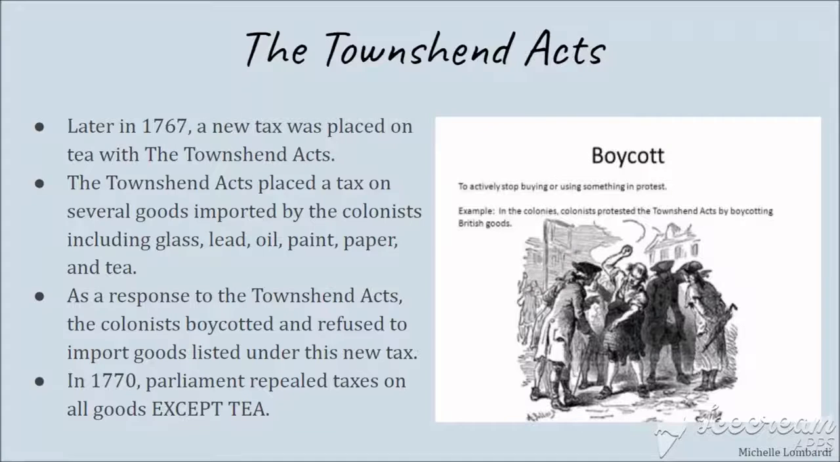The Townshend Act. Later in 1767, Parliament placed a new tax on tea. Not only did the Townshend Acts put a tax on tea, but it taxed several other goods as well, including glass, lead, oil, paint, and paper. The colonists were extremely unhappy with these taxes and reacted by boycotting the British goods that they were being taxed on. The boycott worked in their favor to an extent, and in 1770, British Parliament repealed their taxes on all goods except for tea.